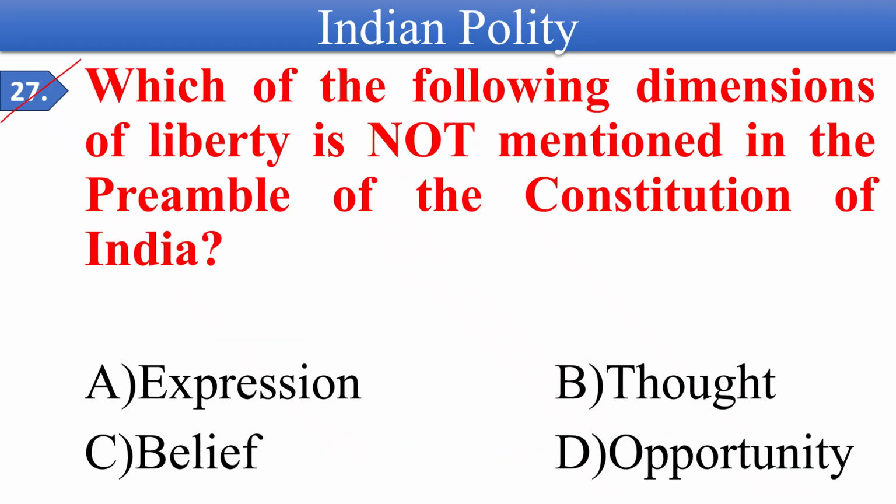Question number 27. Which of the following dimensions of liberty is not mentioned in the preamble of the Constitution of India? Option A. Expression. Option B. Thought. Option C. Belief. Option D. Opportunity.